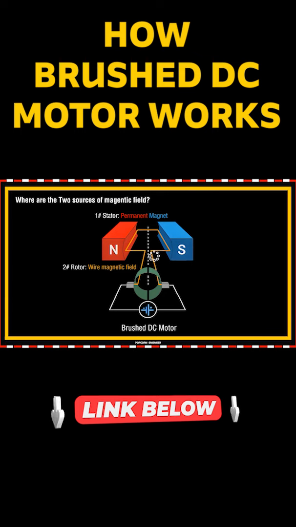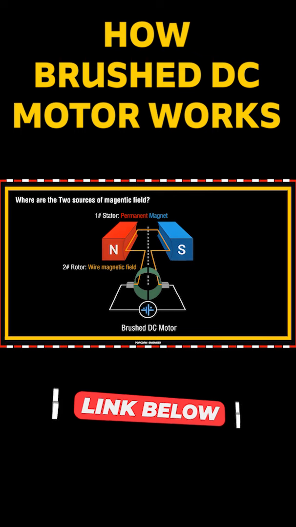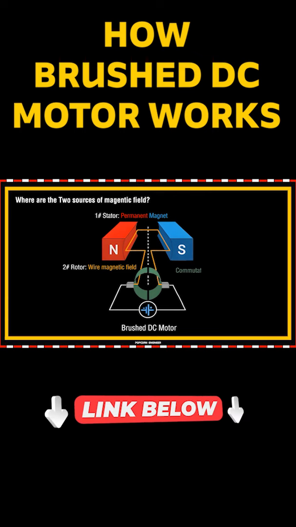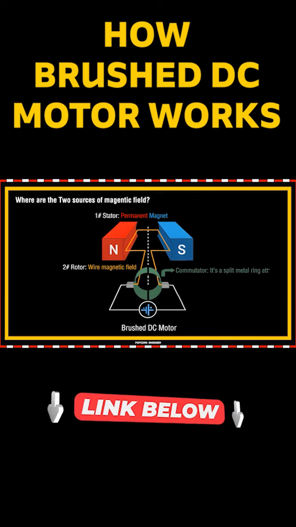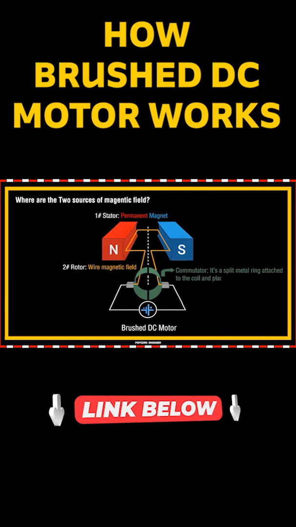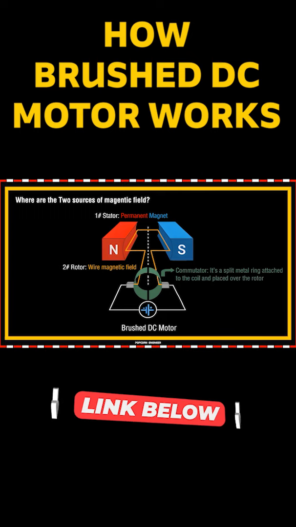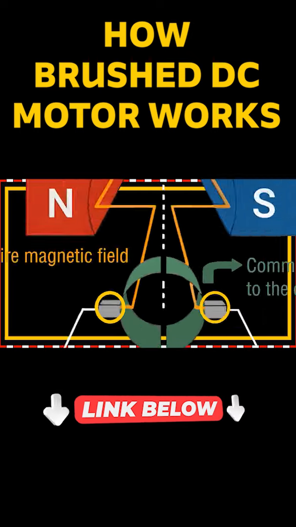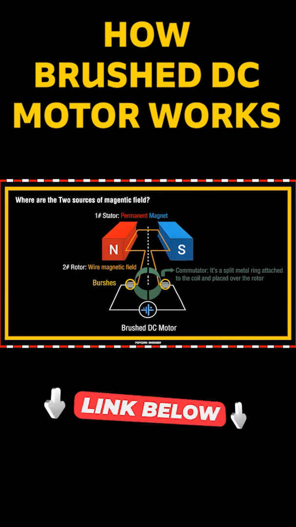The magnetic field will be generated once the current is flowing through the coil, and this coil is placed over the rotating part, which is the rotor. Then we have something called the commutator. It's a split metal ring attached to the coil and placed over the rotor as well. And finally, we have brushes. These are carbon pieces that touch the commutator and supply electricity.